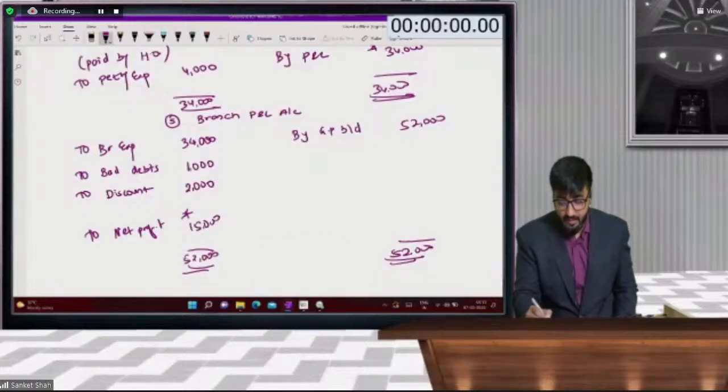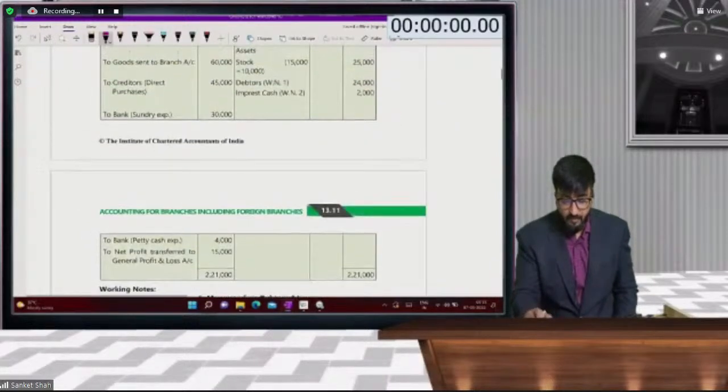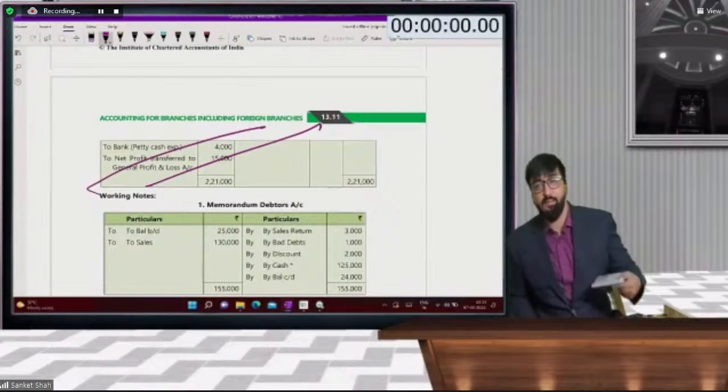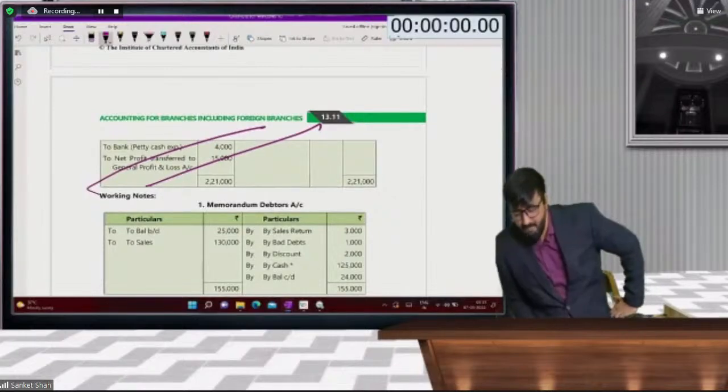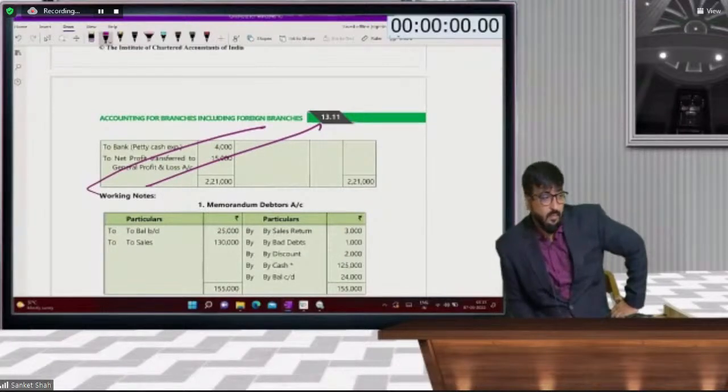15,000. Sir, it's correct, sir. Yes, 15,000. So this is how you have to write this answer, 15,000. Friends, the stock method and the debtors method are both giving you the same answer. Only the presentation part is different. So today I told you how to write the answer of stock and debtors. Now let's understand the next concept.